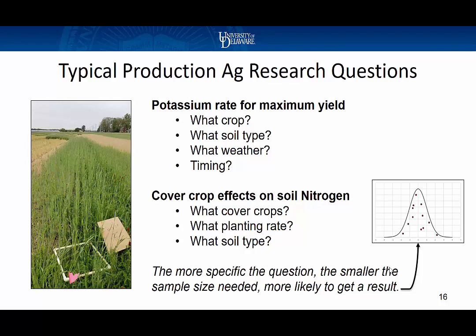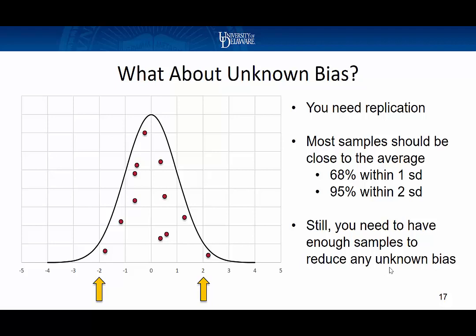Same thing with cover crops and soil nitrogen. Well, what cover crop are you going to plant? Legumes only, mixes, grasses? What's your planting rate? What's your soil type? The more specific that question is, the more likely I can stand here and give you a good answer. The broader I make that, the harder it is for me to stand up here and give a good answer, even if there are differences. So for me, the more specific the question, the smaller the sample size. If you're going to do some research, just know that if you try to answer everything about one crop in 1 year, it's going to be very difficult to do.